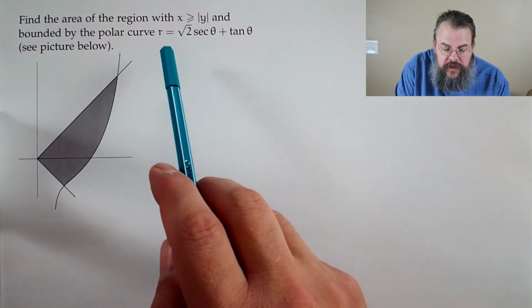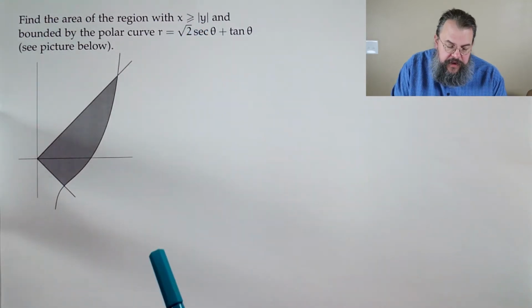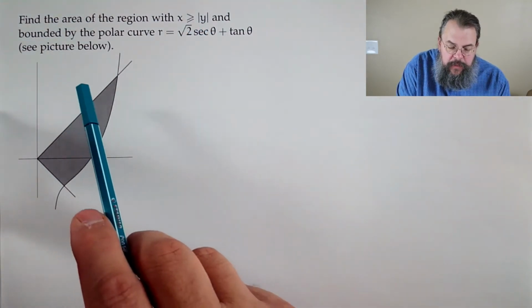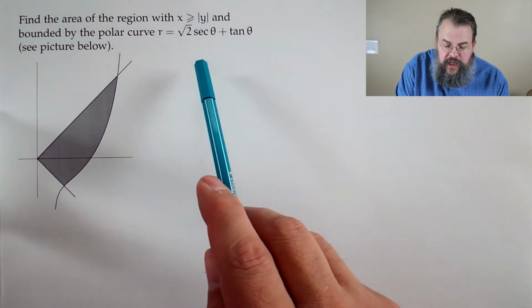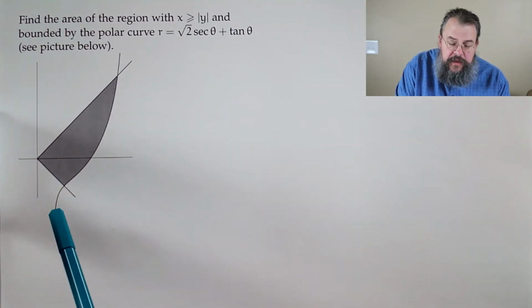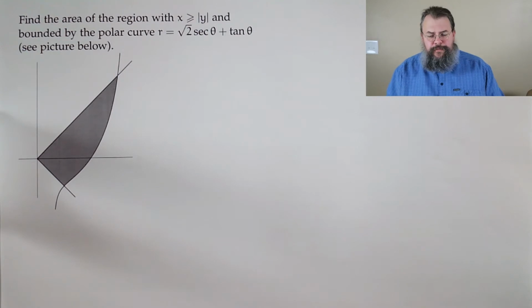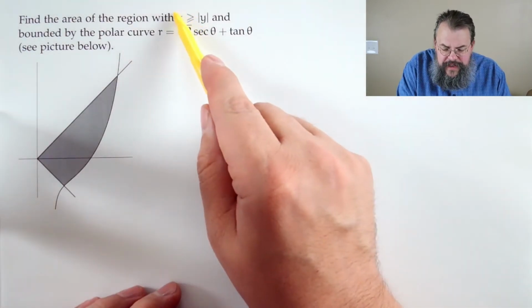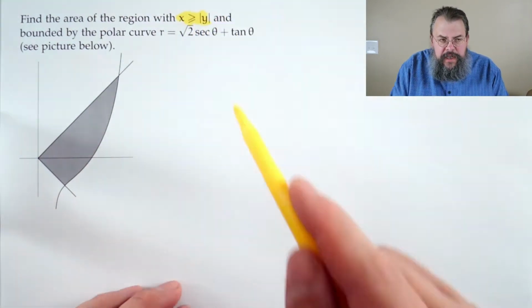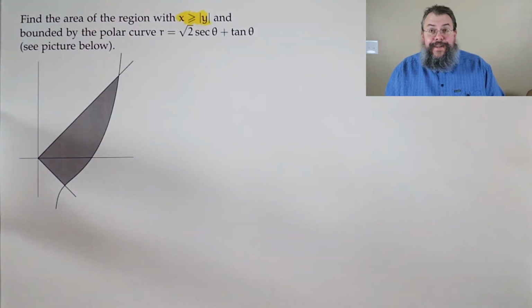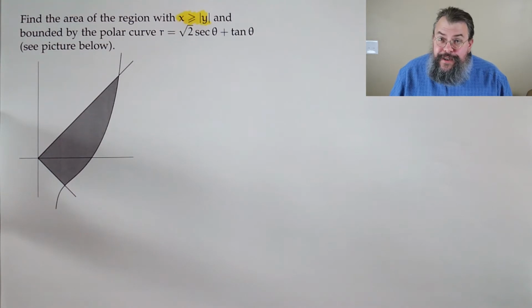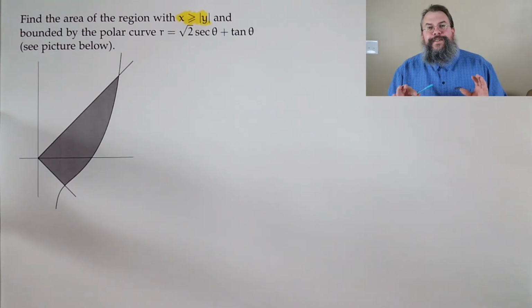Find the area of the region with x greater than or equal to the absolute value of y, and bounded by the polar curve r equals root 2 secant theta plus tangent theta. And there's a picture below. Now, one of the things that sounds strange is you say, wait a second, hold on. I thought we were doing polar. What's this part here doing in a polar problem? X greater than or equal to absolute value of y? Sounds pretty Cartesian to me. Well, okay, so what's going on?